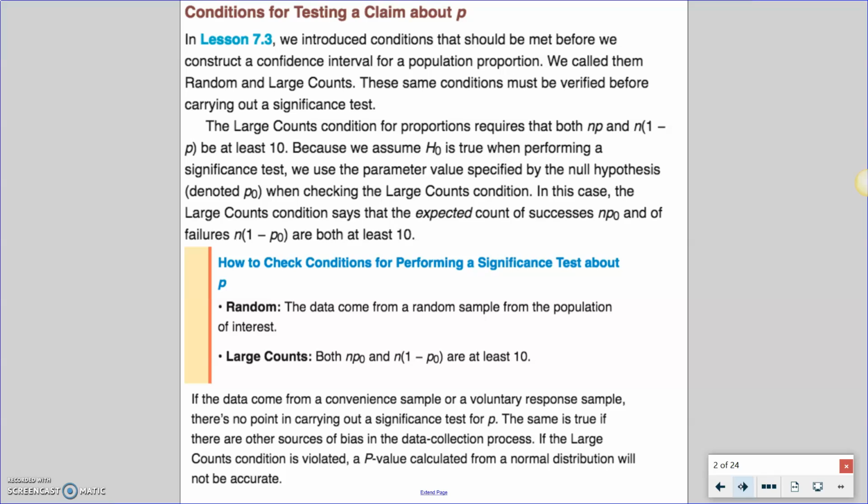There's a lot of information on the screen, but the main important part is that there are conditions, just like there were for confidence intervals. We have to check our conditions before we can move forward with a significance test. The first one is: is the data random? As long as they use the word random in the question, check mark, you're good. So it's pretty easy. And then large counts, just like for proportions for confidence intervals. Make sure that np is greater than or equal to 10 and that n times (1 minus p) is greater than or equal to 10.